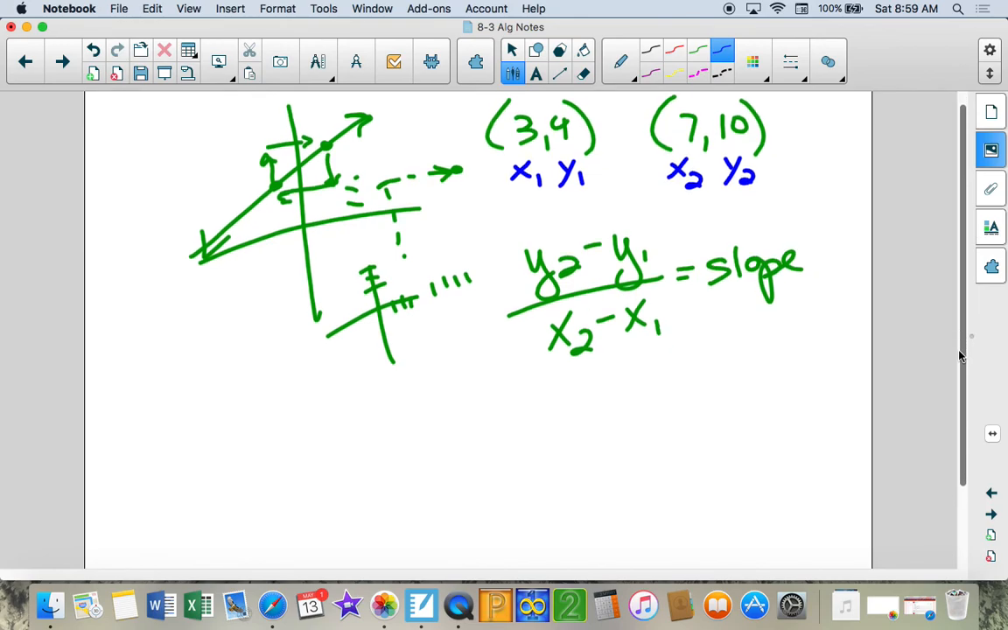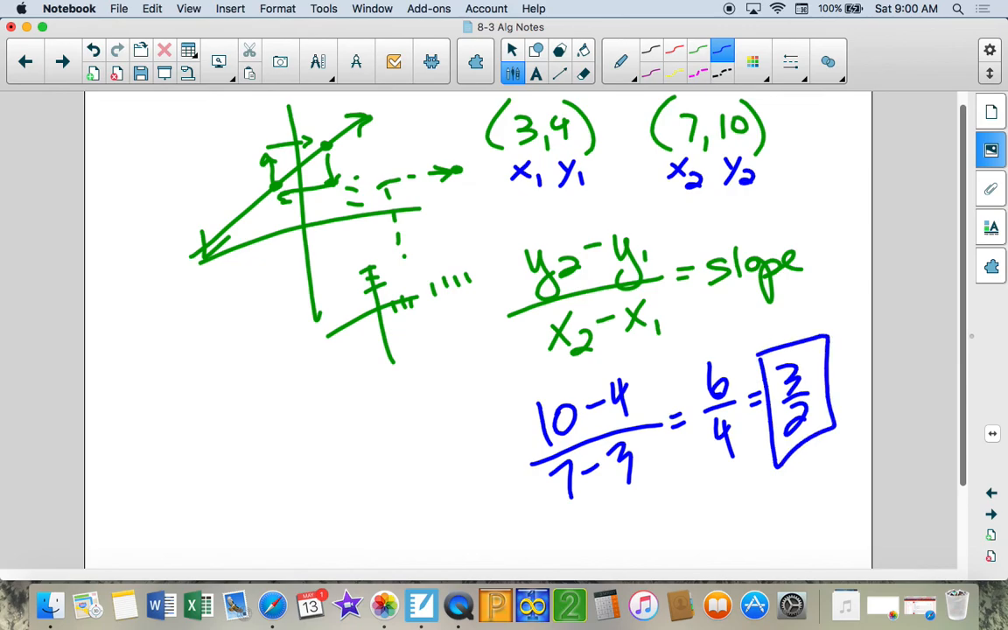So the first value is y sub 2. That's 10. Minus the y sub 1 value, which is 4. X sub 2 is 7. X sub 1 is 3. 10 minus 4 is 6. 7 minus 3 is 4. And we always have to simplify our slope. And our slope would simplify to 3 halves. So the slope of the line containing these 2 points would have a slope of 3 halves.